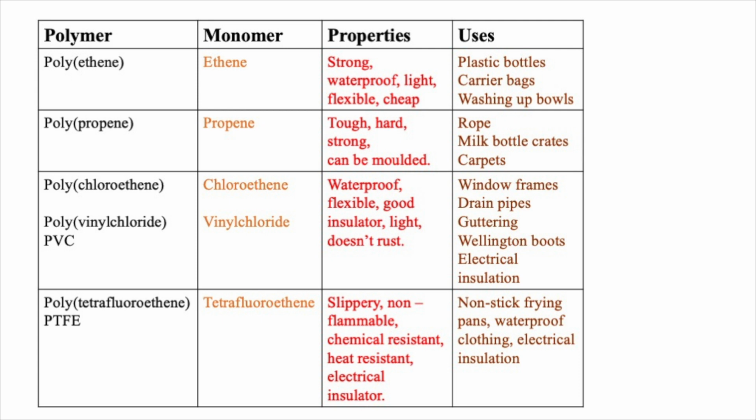However, if I want to make window frames, I don't want it flexible, I want it to be rigid, so therefore I don't have the plasticizer. So that form of PVC is called unplasticized PVC. And if you see advertisements for window frames, you will see it described as UPVC, unplasticized PVC.